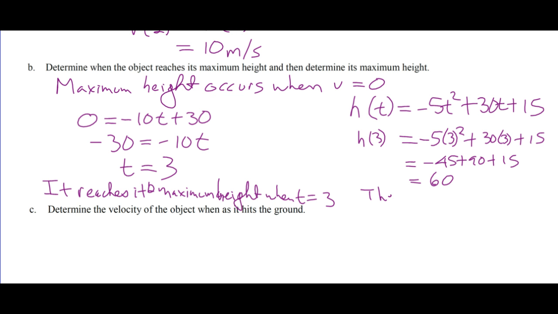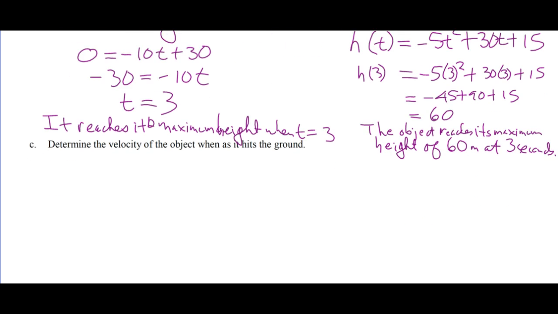So the object reaches its maximum height of 60 meters at 3 seconds. All right, we got nice units in there and everything. Determine the velocity of the object when it hits the ground.